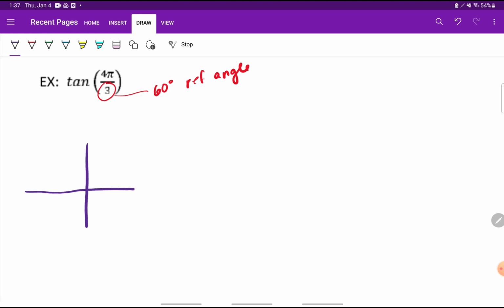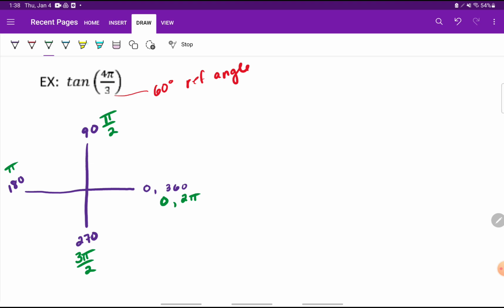Well, if we label in degrees, this is 0, 90, 180, 270, and then back to 360 degrees. But if we label these same angles in radians, we get 0, pi over 2, pi, 3 pi over 2, and then back here to 2 pi.